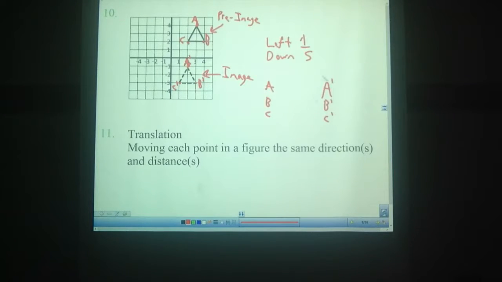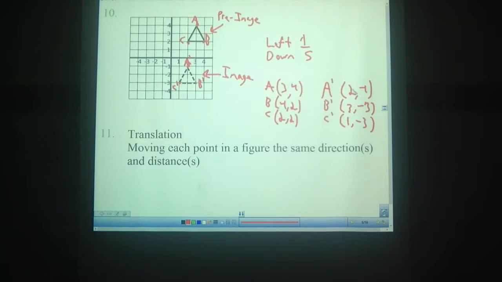Pause. And we're back. The coordinates of A, its x-coordinate is 3 there, and its y-coordinate is 4, 3, 4. B, that is 4, 2. C, 2, 2. A prime, 2, negative 1. B prime, 3, negative 3. C prime, 1, negative 3.